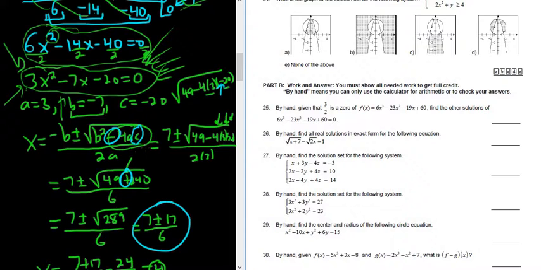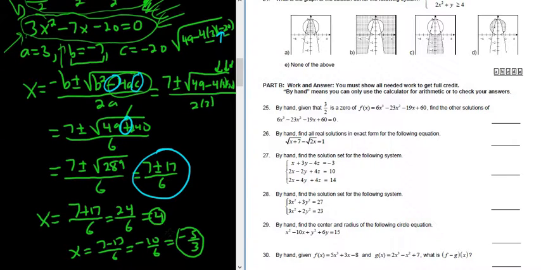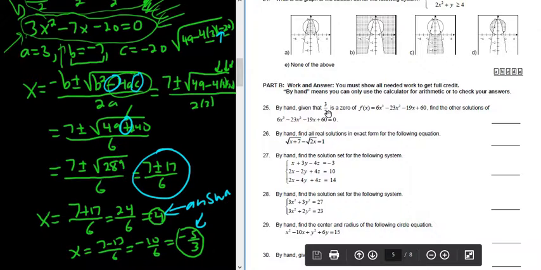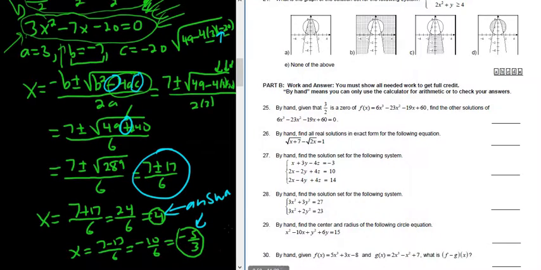Once you get here, you have to break it up into a plus and a minus. This is the answer, and this is the answer. Those are the other solutions to this equation. The other solution is 3/2. 3/2 is one of the answers, and they're already giving you that one. So that's it.